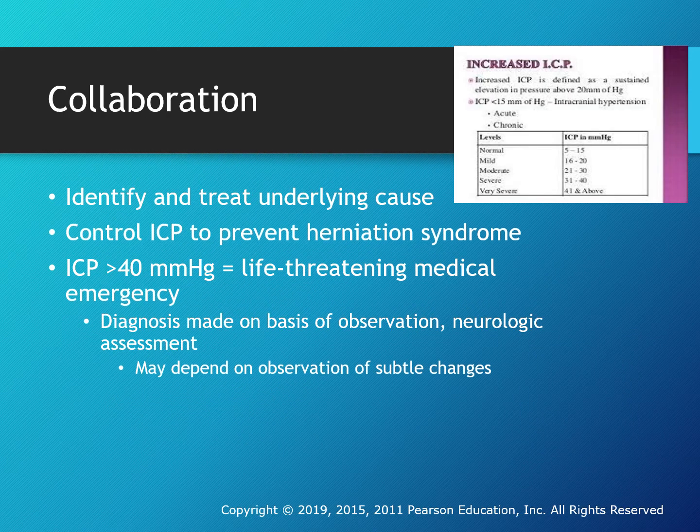Collaboration. Treatment of the patient with IICP is directed towards identifying and treating the underlying cause of the disorder and controlling ICP to prevent herniation syndrome. Sustained ICP greater than 40 is a life-threatening emergency, and there is little time to complete lengthy diagnostic tests. The diagnosis must be made based on observation and a neurological assessment. Even subtle changes may be clinically significant. The nurse, who often spends the most time caring for the patient, is most likely to assess those subtle changes in condition and must advocate for the patient's needs.